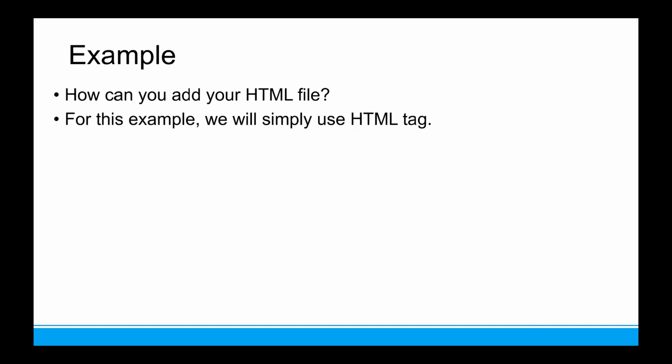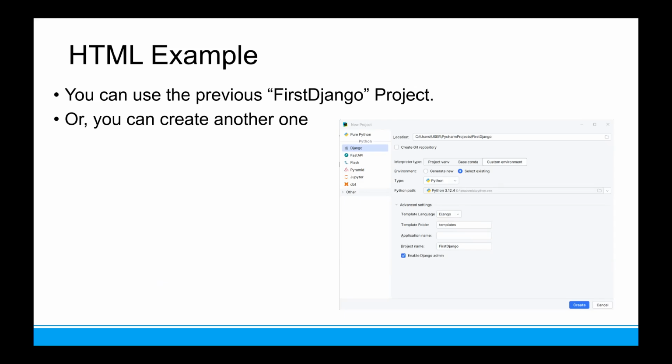In Django, it is a framework and you need to create a folder, and when you already have your HTML, there will be a question: how can you add your HTML file? So let's just use a very simple HTML tag at first. Let's create the Django project again. You can use the previous first Django project for the example, or you can create another one.